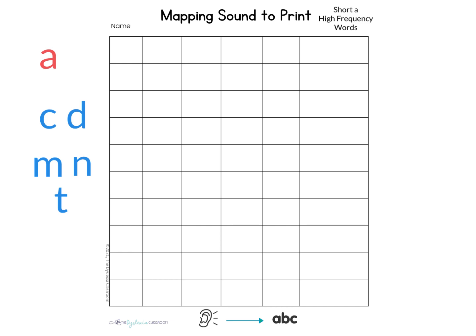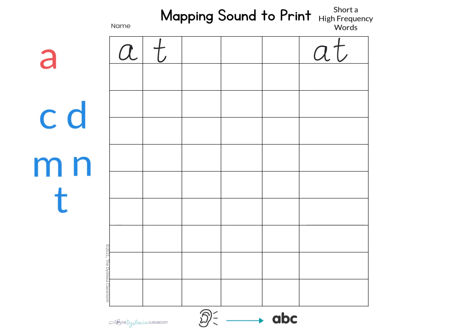Echo at. Let's segment at. A, t. Now let's count. How many sounds did we hear? The answer is 2. So let's write at. A, t. At.